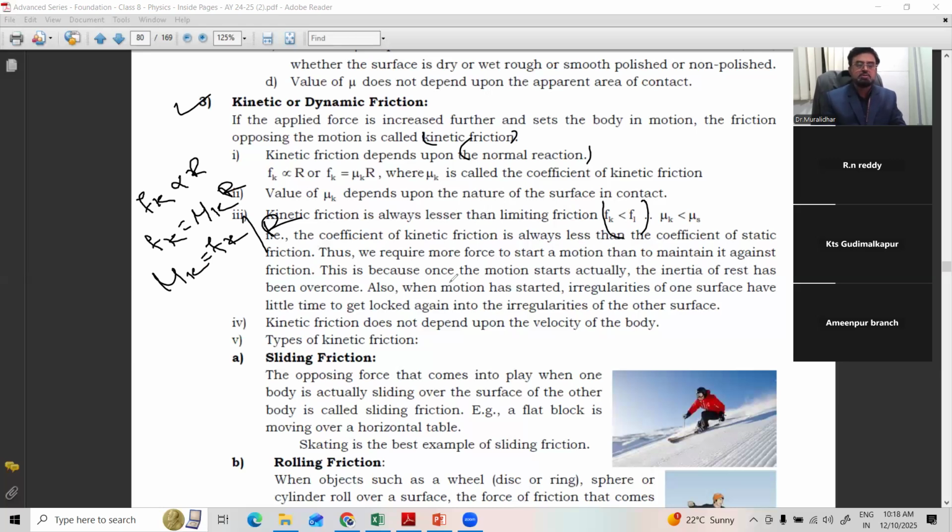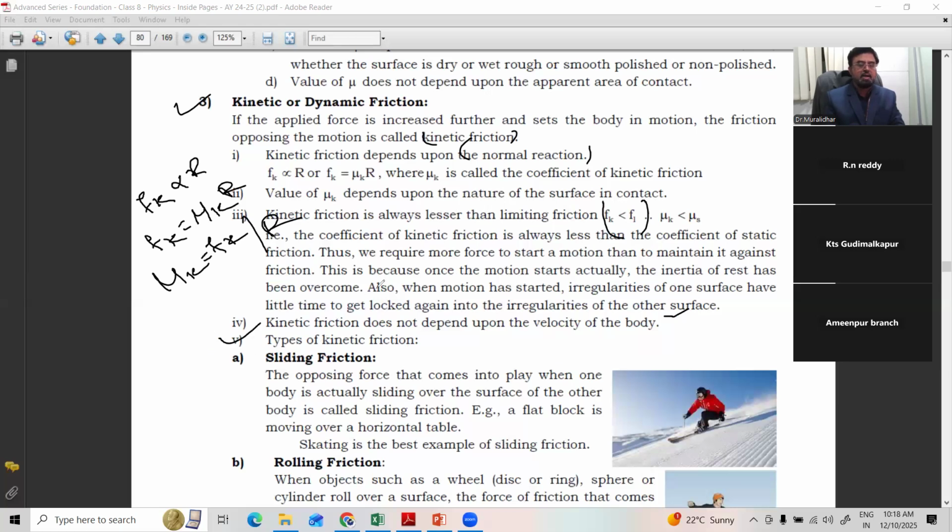This is because once the motion starts, the inertia of rest has been overcome. There is no inertia of rest because we are applying the force. Also, when motion has started, irregularities on the surface have little time to get locked into the irregularities of the other surface. Kinetic friction does not depend on the velocity of the body.